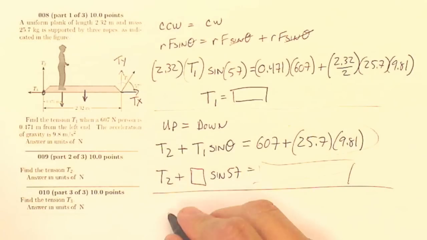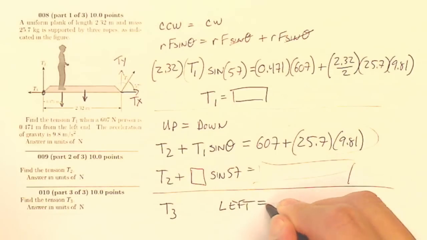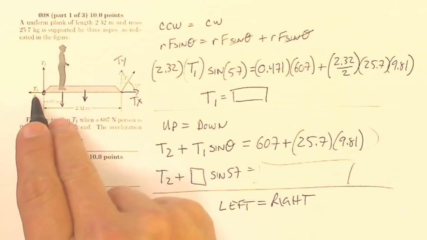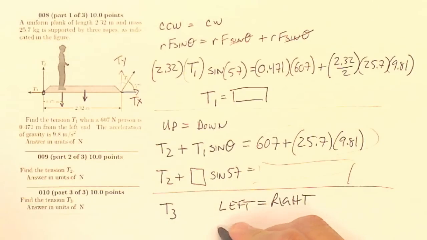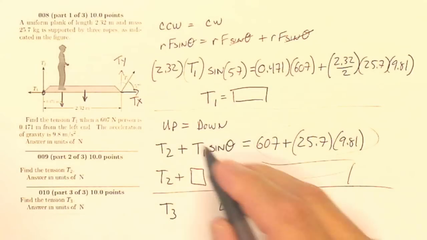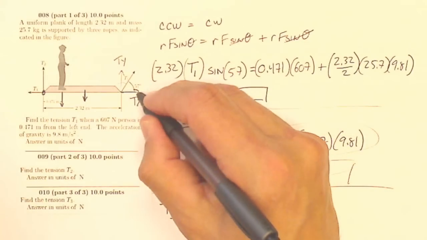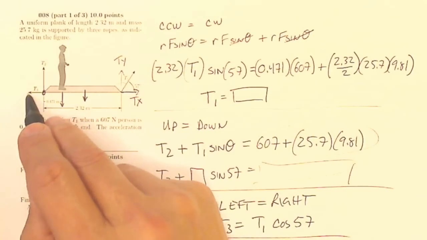Now I want T3. Well, T3 I can solve with a left equals right. On this whole board, all I've got left is T3. All I've got right is this tension in the X. So what I'm going to get is that T3 is going to be my T1 times the cosine of 57. And T1, of course, is this number up here. So that'll give me T3, because the horizontal component of this balances the T3 that's pulling this way.